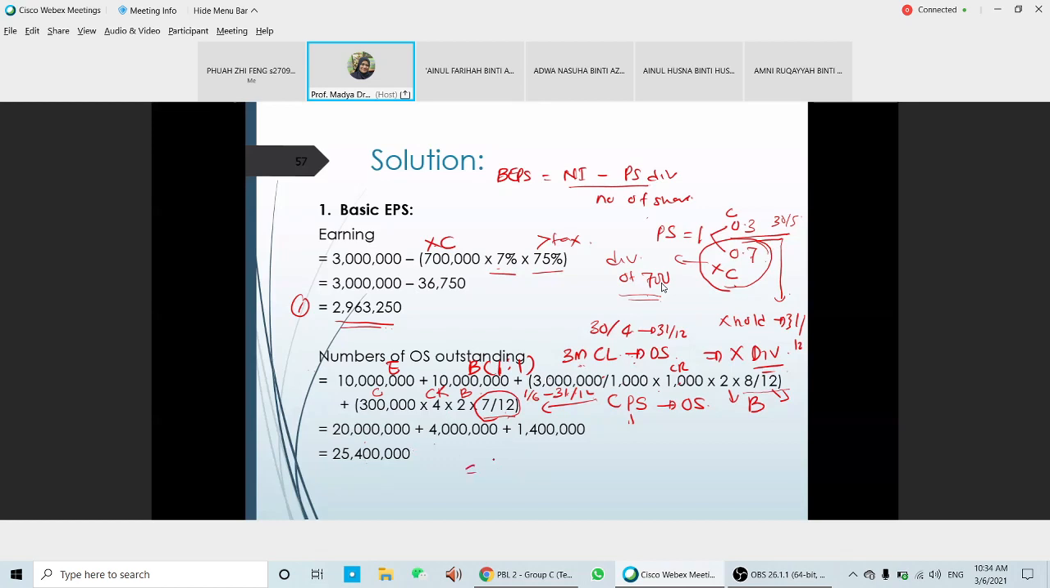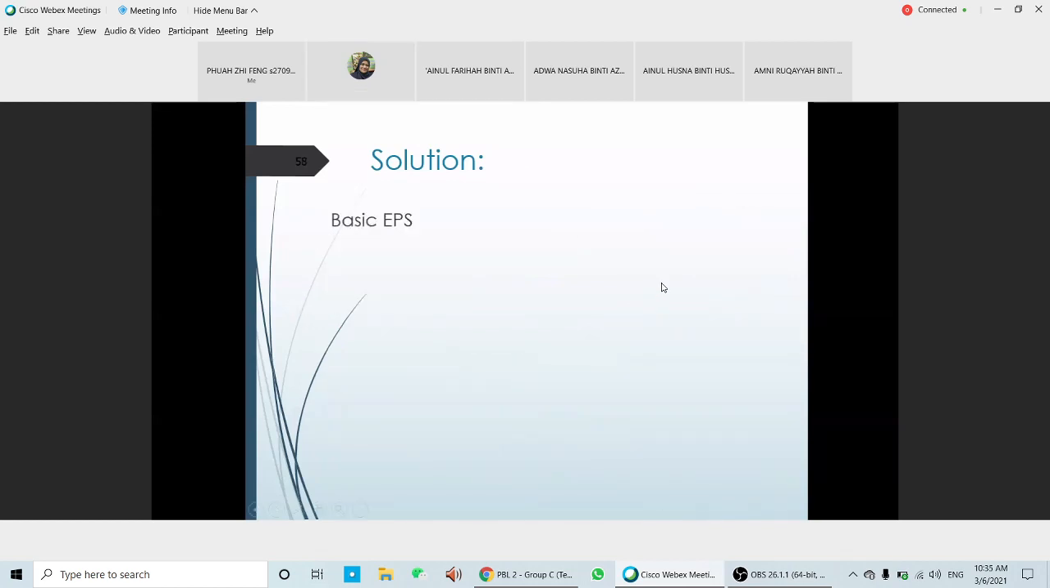So from this one you can calculate basic earning per share, which is 2963,254 divided by 25,400. So this is what you have. Okay, so 11.1167. Yeah. So based on the exam, it gives you how many decimal points you're supposed to use. So in this one, it gives you 4 decimal points, because later on we have the answer which is 0.00 something. Yeah. So we're going to use this decimal point.